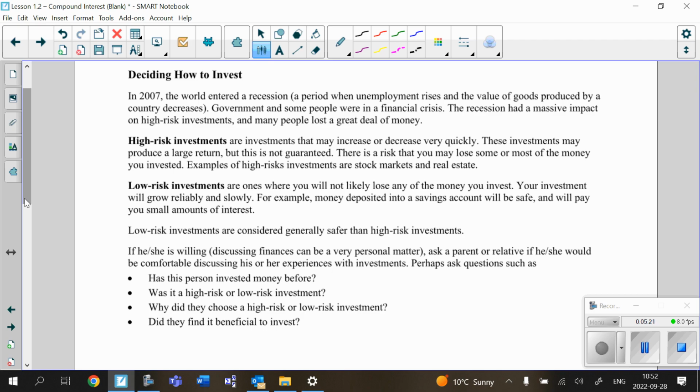So back in 2007, the world was in a recession, okay? And the recession just means where unemployment rises and the values of goods produced by a government decreases. So whatever they manufacture, they can't sell for as much as they normally can. So basically the economy gets worse.